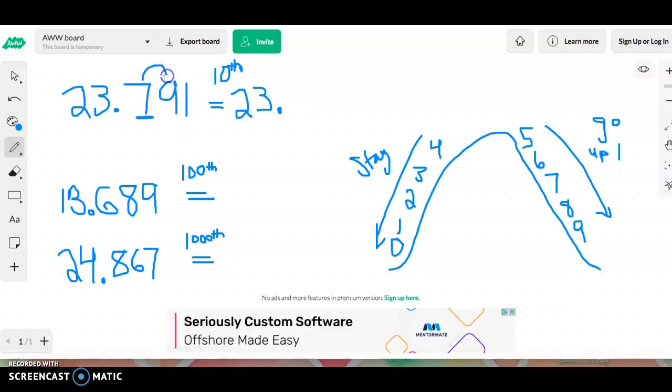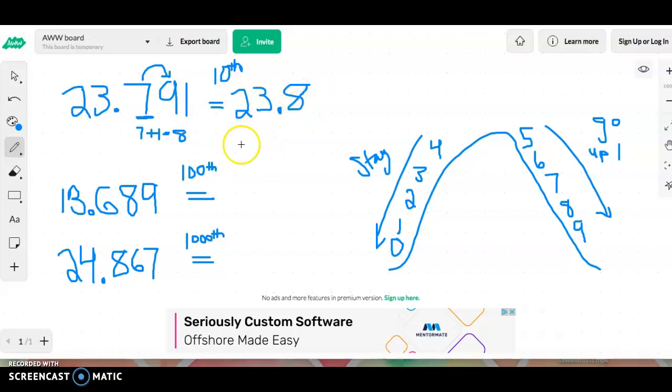Our 7 looks to the neighbor. Our neighbor's a 9, so I'm going to go to my rounding roller coaster, find 9. It's going to go up 1. So 7 plus 1 would give me an 8. So that means my answer would be 23 and 8 tenths.